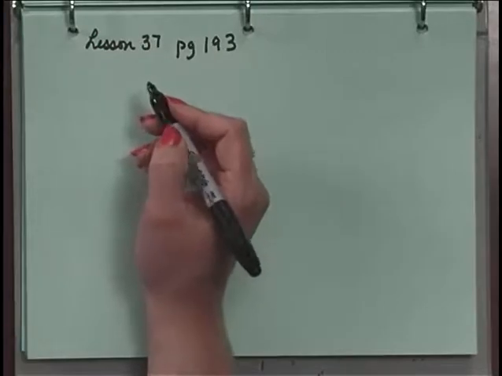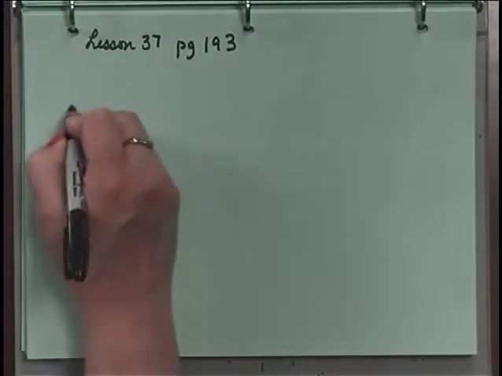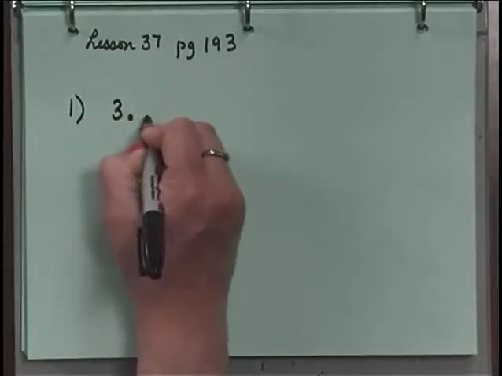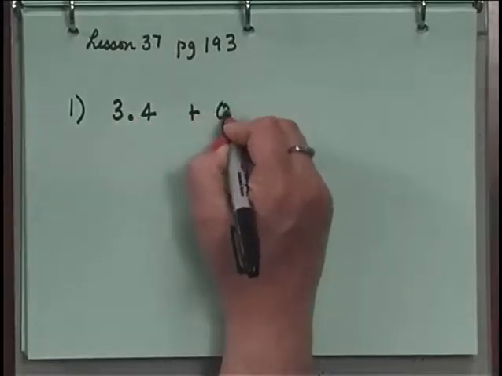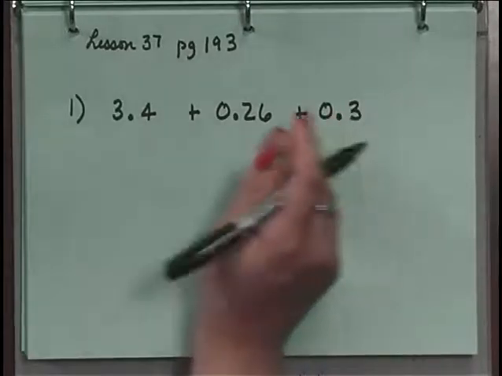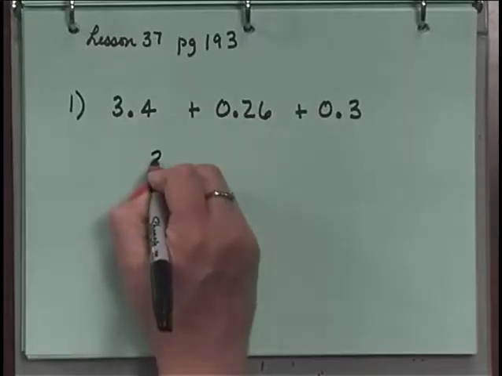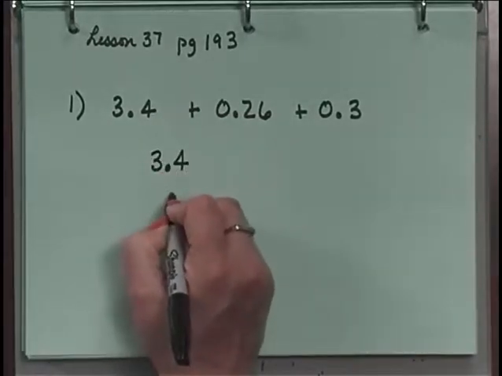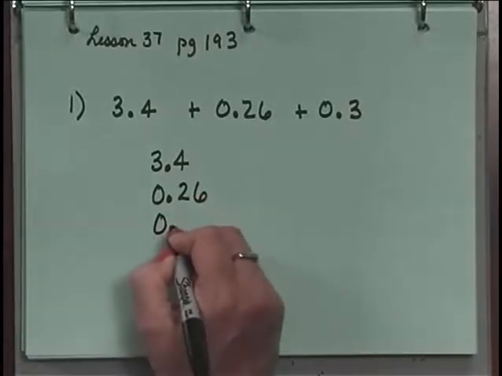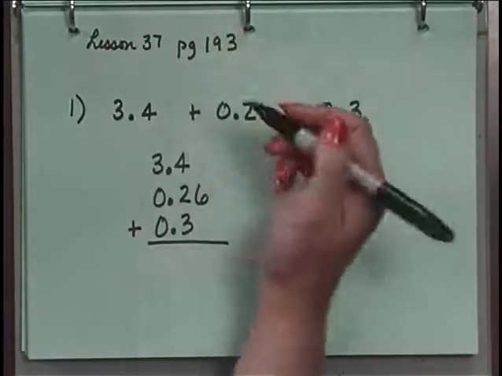So in Lesson 37, we're going to be adding decimal numbers. Look at example number 1 at the top of page 194. We're asked to add 3 4/10, 26 hundredths, and 3/10 together. Remember, we want to make sure to add the place values together correctly. So when I write my numbers vertically in order to add, I want to just line up the decimal points, like so. Then when I add, I'm adding correct place values together.